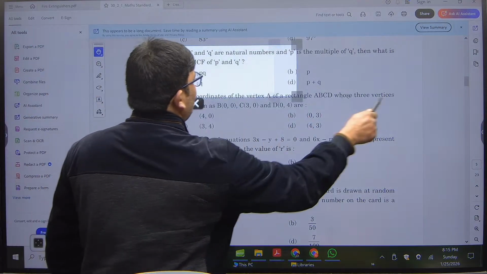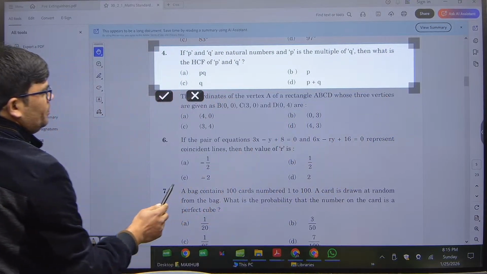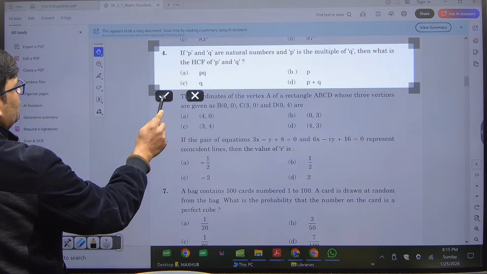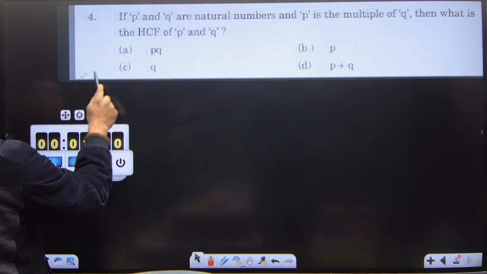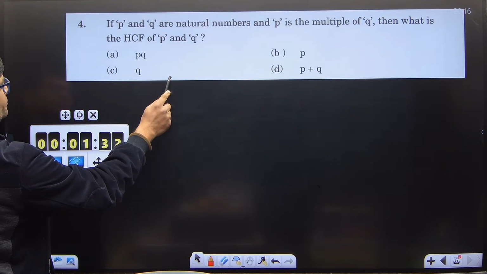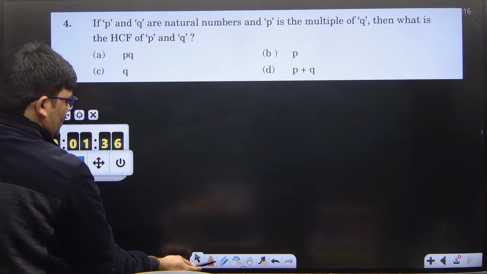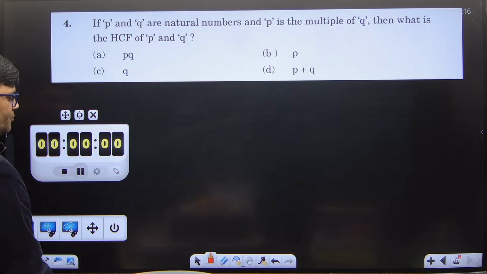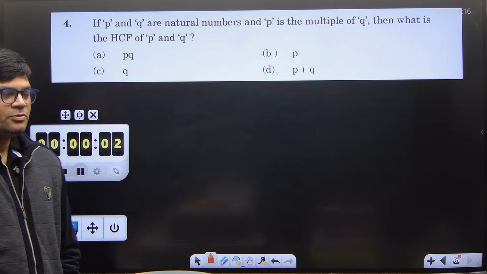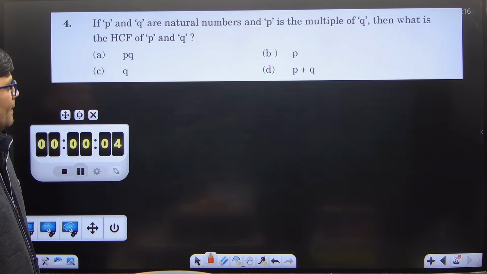Next question. If P and Q be the natural numbers and P is the multiple of Q, then what is the HCF of P and Q? Very beautiful question. Conceptual question. Anjana, you can skip this question as well. Okay, sir.